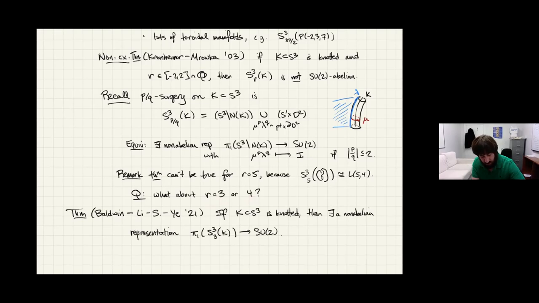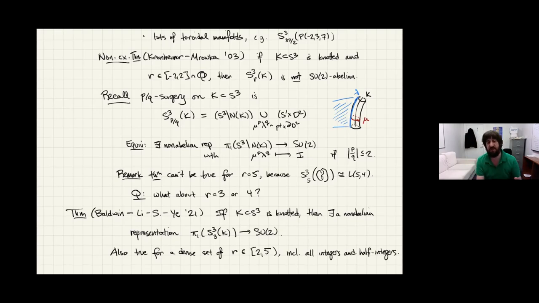But it's also true for a dense set of slopes in the interval from 2 to 5, and this includes all integer slopes and half integer slopes in that range. I mean, the integers, there's only 3 and 4, and 2 was already known. But we also know it for 5 halves, 7 halves, 9 halves. I guess that's it. And then many others. All right, so the goal of the talk is to explain the proof of this theorem and the whole range of ideas that go into that.